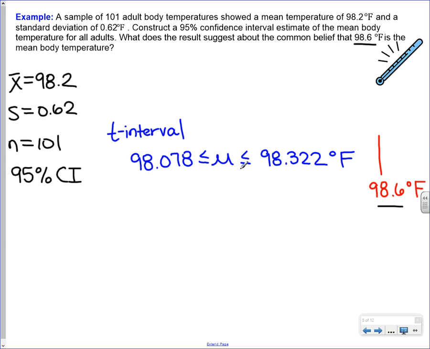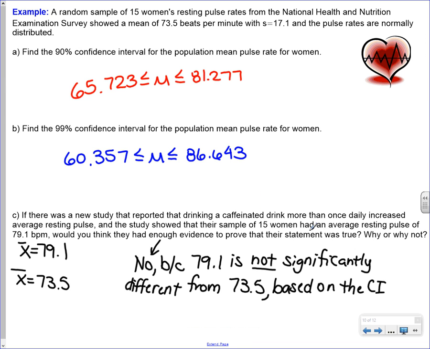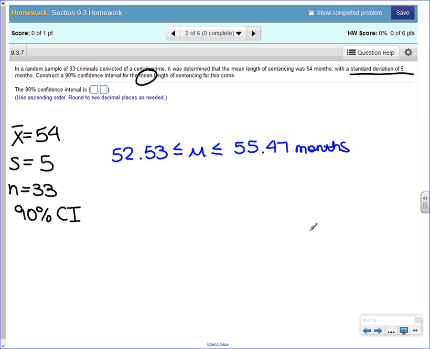We just happened to get a sample that had a really low x bar, which is possible. We have that 5% chance that we have a really low sample or a really high sample. Or this is not really the true mean temperature of everybody. So those are our two options. Here's the calculator instructions if you need that to do the t-interval. And then we just have a few more examples of how to do the t-interval.